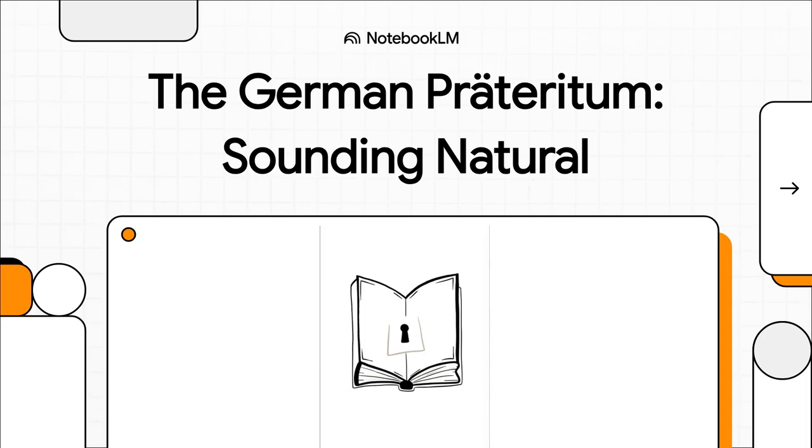All right, welcome. Today we're going to tackle a part of German grammar that can feel, well, a little tricky. But trust me, it's your secret weapon for sounding way more natural. We're talking about the simple past tense, the Präteritum. So, let's get right into it.